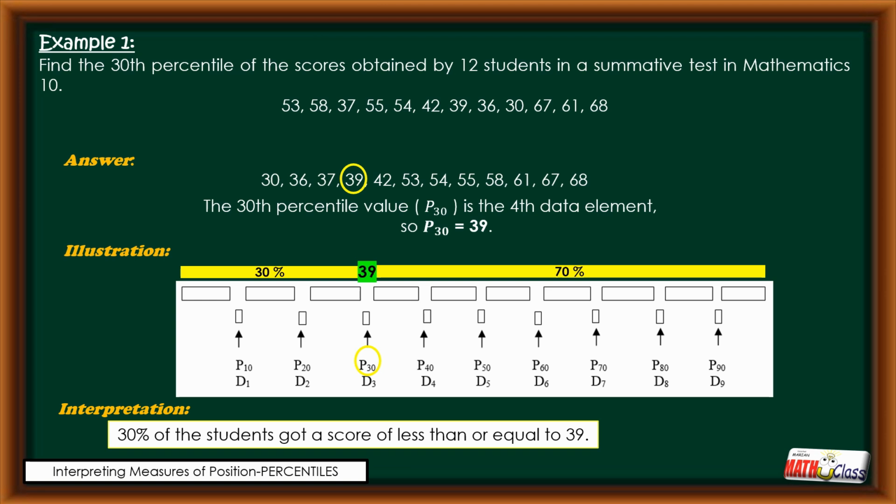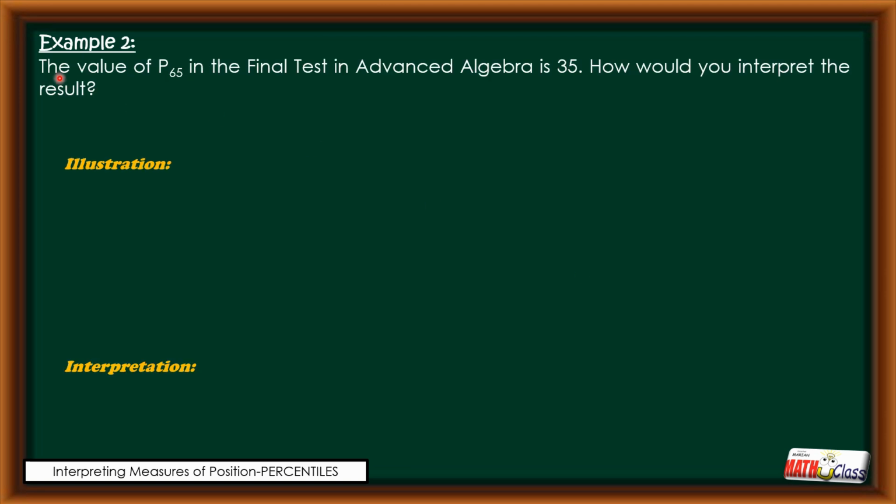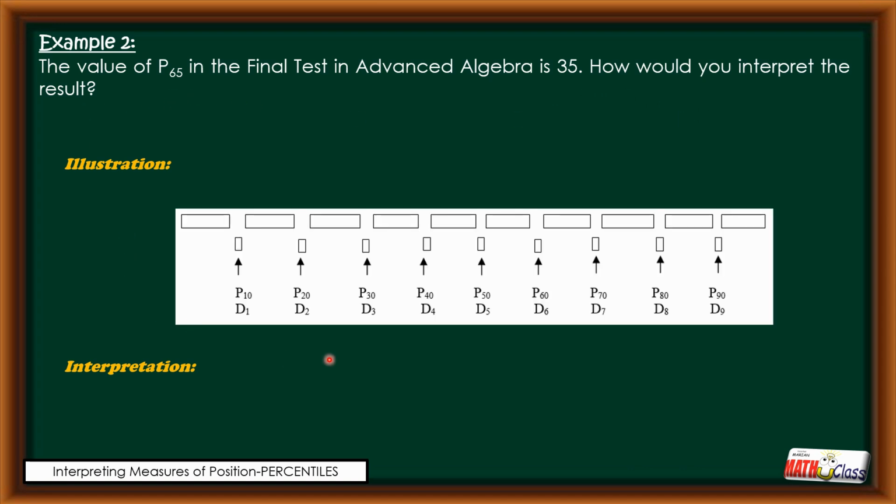Now, let us proceed to the second example. The value of P65 in the final test in advanced algebra is 35. How would you interpret the result? First, let us have an illustration. P65, or the 65th percentile, lies in this part of a distribution. The value of the 65th percentile is 35. The 65th percentile, or P65, separates the lowest 65% from the other 35%.